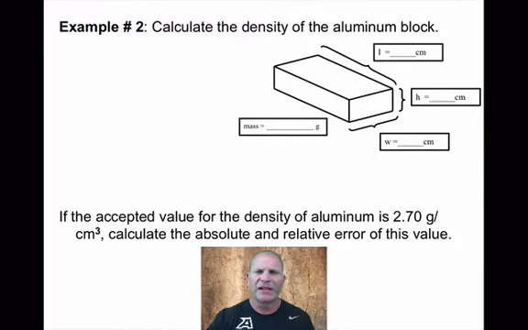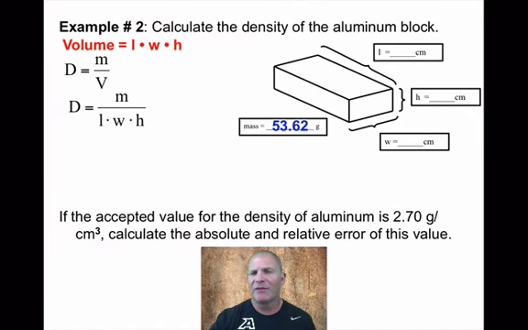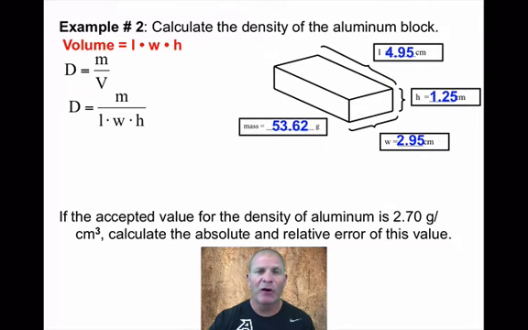So if we look at an example of this, I gave you an aluminum block, and we did this in class, and we know aluminum is a rectangle, length times width times height. I want you to solve the density, and then we're going to carry out substitution. So it's going to be mass divided by length times width times height. I gave you the mass at 53.52, the length at 4.95, the height at 1.25, and the width at 2.95. Each of my measurements, length, width, and height, all have 3 sig figs. My mass has 4 sig figs.